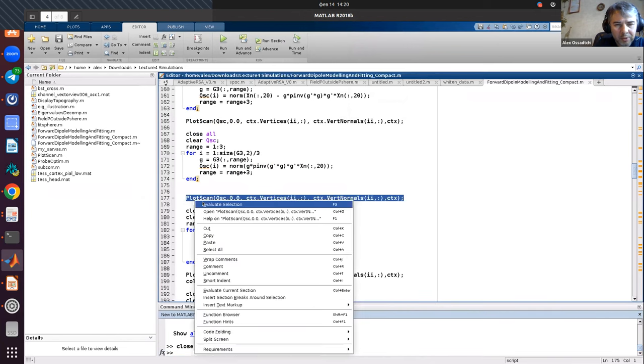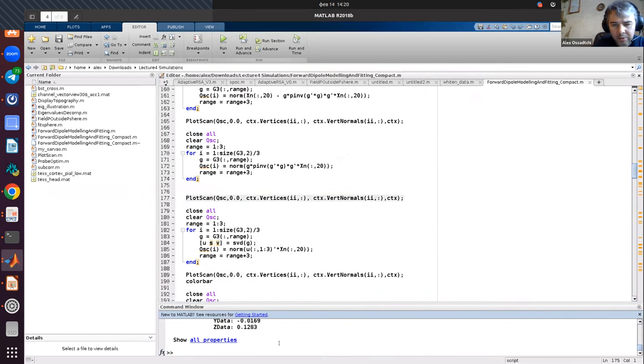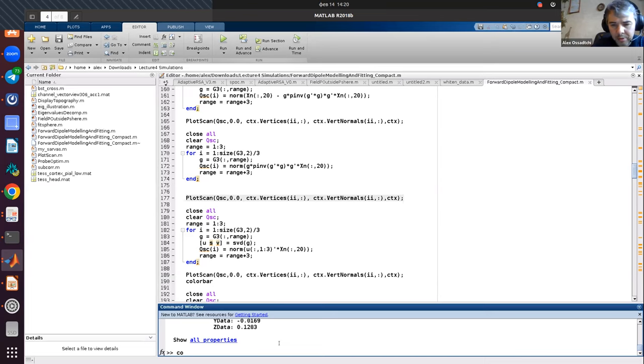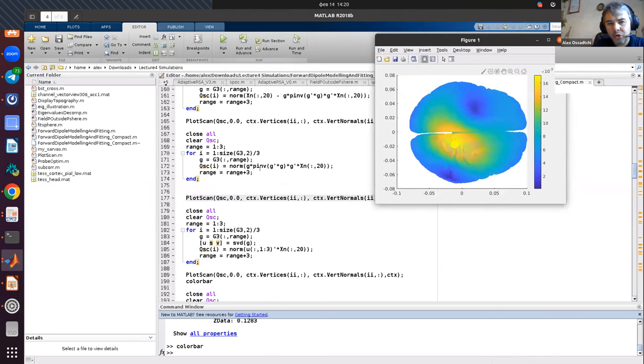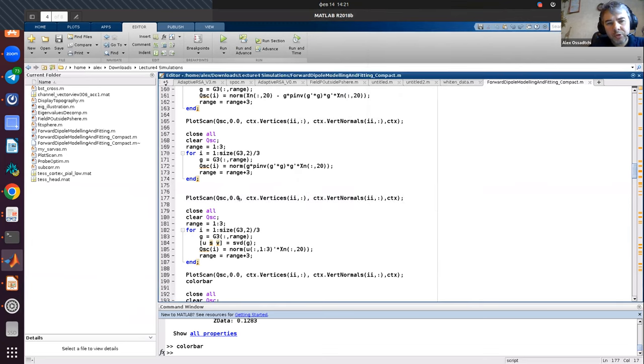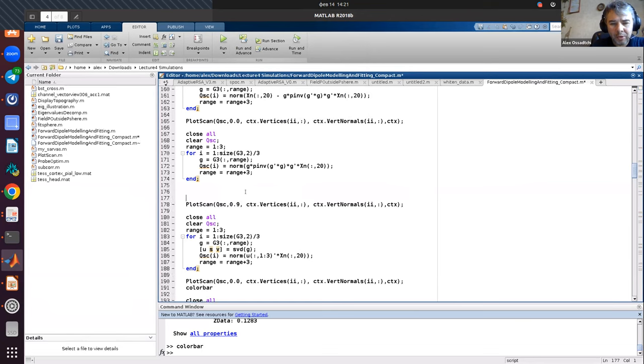Okay, let me evaluate it, and then make a color bar here. Yeah. So it's not normalized yet, right? But the maximum corresponds to the true location, and you can see the maximum is kind of smooth. You can try to show only the vertices which are above 0.9 of the maximum, okay?